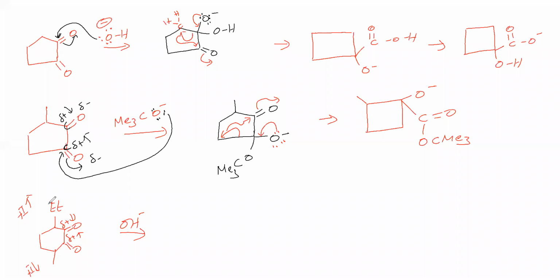This ethyl group shows higher plus I effect. Therefore, this carbon is having lesser positive charge. This methyl group shows lower plus I effect. Therefore, this carbon is having higher positive charge. Therefore, this is more reactive. This carbon is more reactive. This carbon is less reactive.